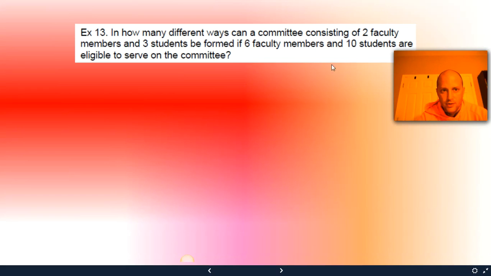All right, so last but not least, number 13, and I know you guys want to be done here, so let's get moving. It says, in how many different ways can a committee consisting of 2 faculty members and 3 students be formed if 6 faculty members and 10 students are eligible to serve? So you've got the idea of a combination here, but you also have faculty members and students. So I have choices here.